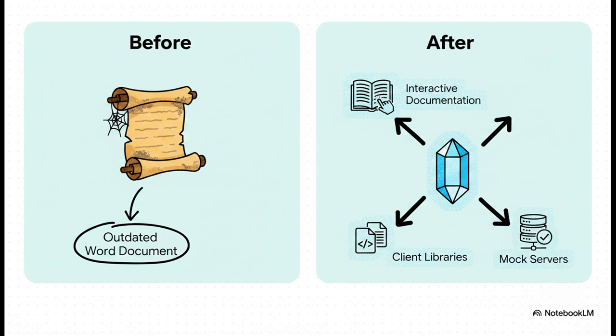The modern way to do this is with OpenAPI, which you might know as Swagger. It is a formal, machine-readable definition of your API. From one single file, you can automatically generate documentation, client SDKs, even mock servers. It makes the contract explicit and real.